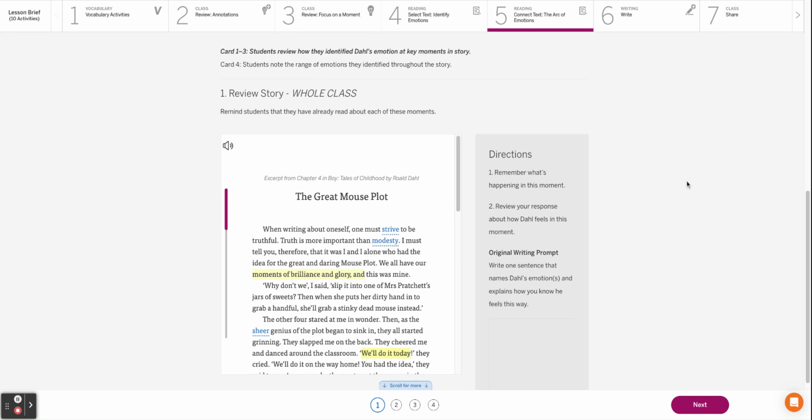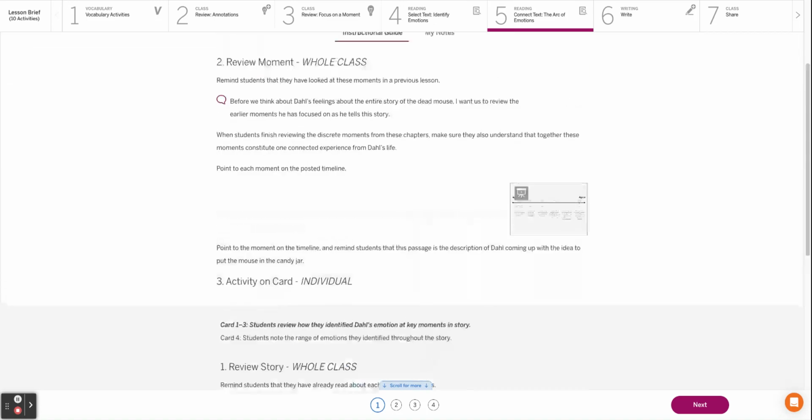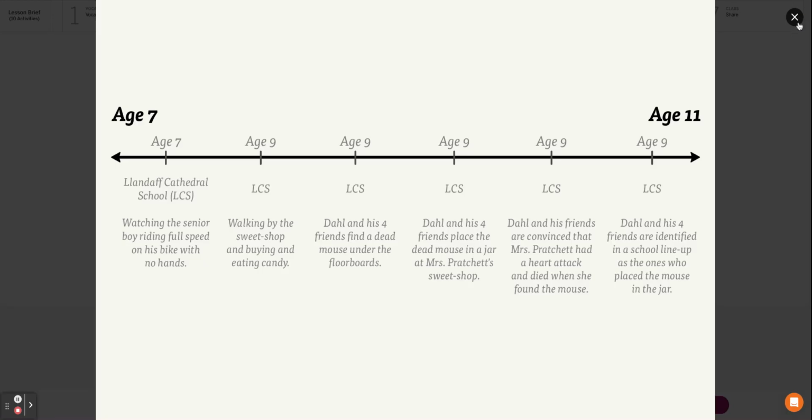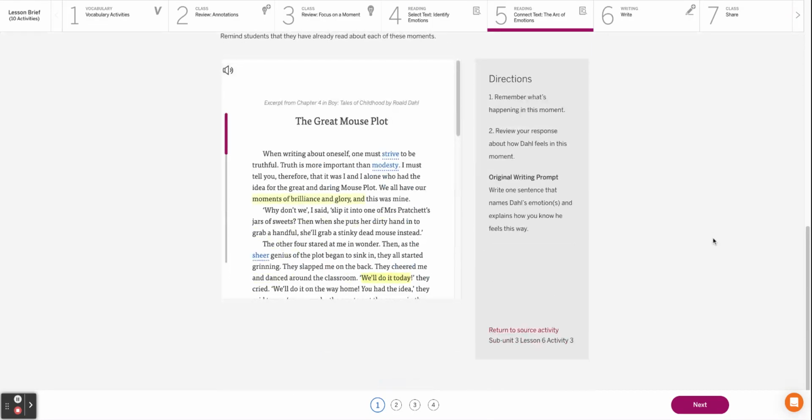So, at each moment in the story, we want to make sure that our importance for understanding it, the importance that Dahl is communicating, is coming through in the emotions that he is showing you he is feeling. So each of those moments in the timeline has a specific emotion based on his actions, his interactions with his friends, with Miss Pratchett, with Mr. Coombs, all that kind of stuff.